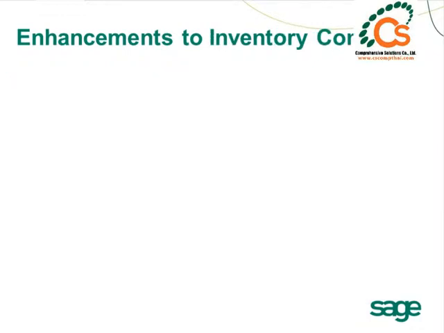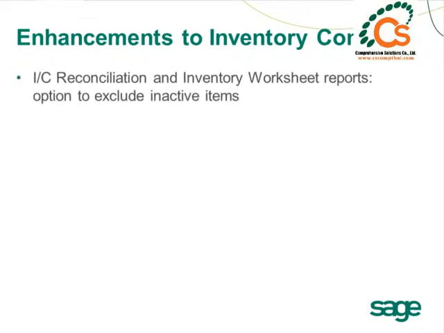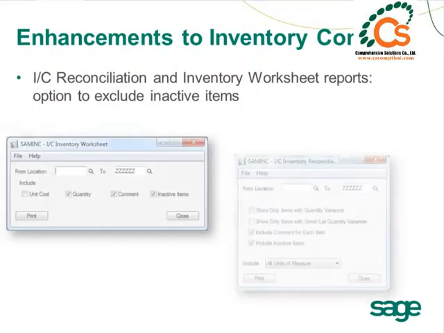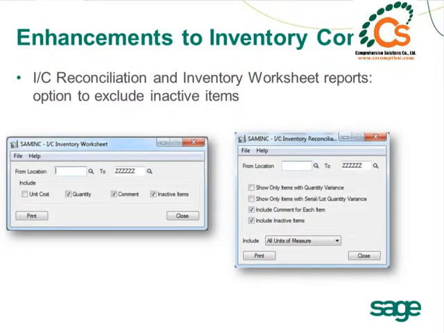In Sage 300 ERP 2012, in Inventory Control, it is now possible for you to print both the Inventory Control Reconciliation Worksheet as well as the Inventory Worksheet report, and when you print those reports, you now have the ability to exclude inactive items.